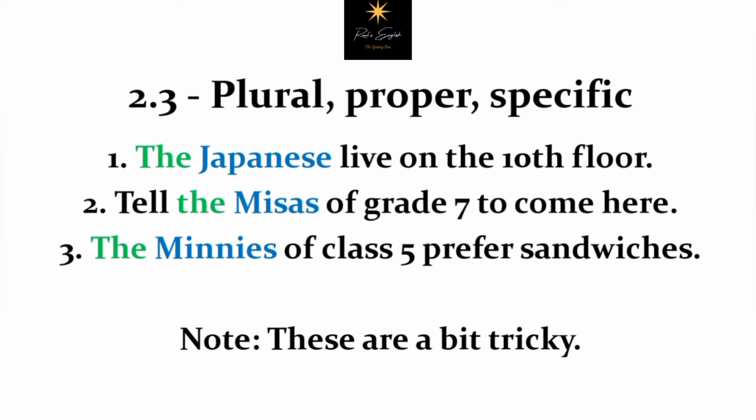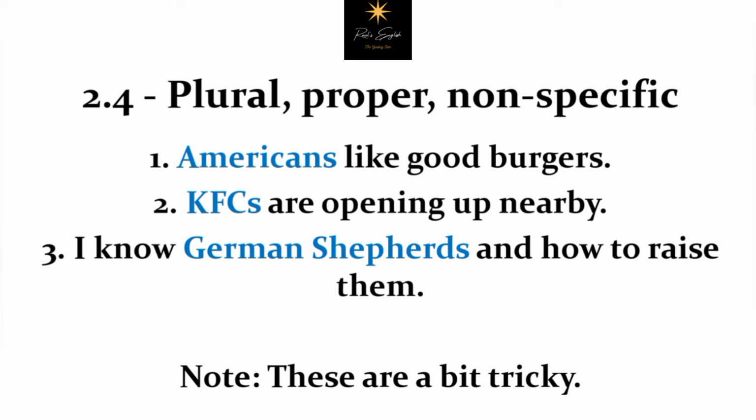And let's go on to plural proper non-specific. Number 1, Americans like good burgers. Which Americans? Any Americans. Do we know which Americans we are talking about? No, we are just speaking generally. So Americans like good burgers. Not the Americans, not the ones that we know. Just Americans.